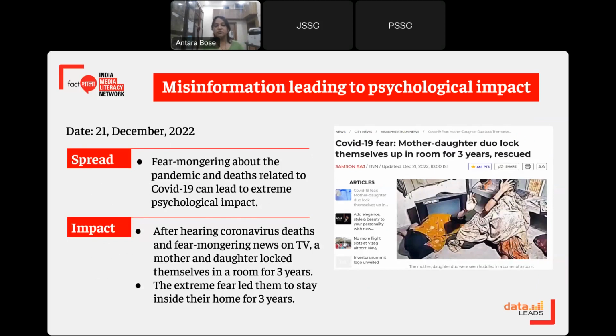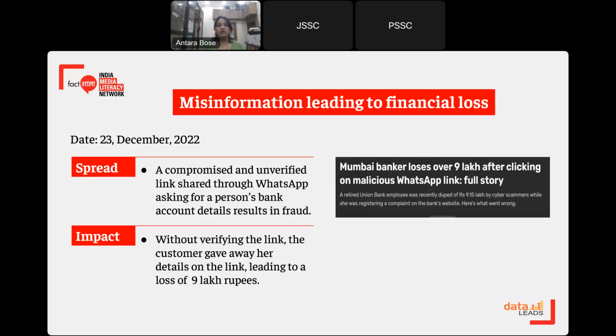This mother and daughter duo was inside a flat for a very long period of time, and they had psychological issues. Misinformation also leads to financial loss. You keep getting those messages that say आपके खाते से इतना पैसा निकल गया. Many would have faced this. There's also a series called Jamtara now on Netflix, so you know what happens.